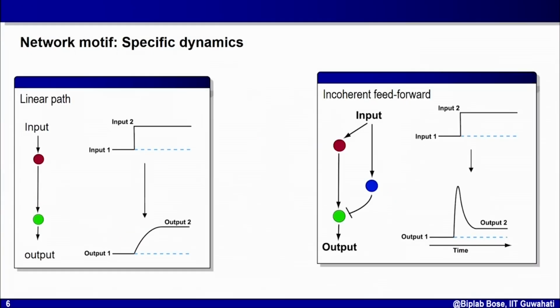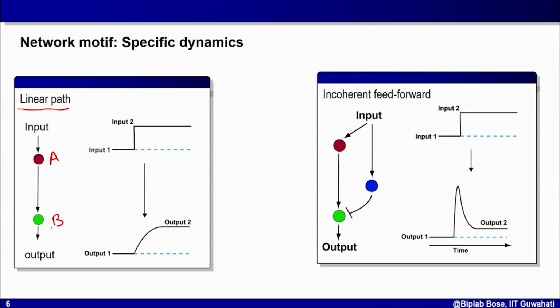Now, as I say, these network motifs have particular types of dynamics. What do I mean by that? Let us take an example to understand the issue of dynamics for a network motif. Let us first look into a simple linear path. What is happening here? You are giving an input signal to, suppose, A. A controls B, that means A is activating B.